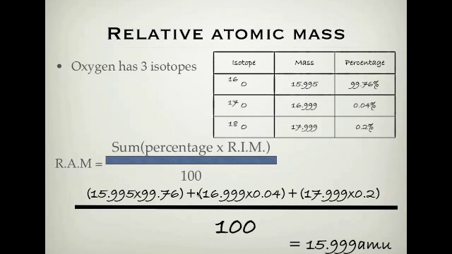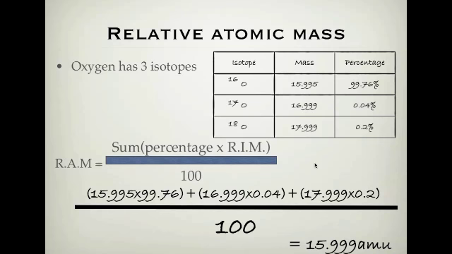So we put it into our formula anyway. We get the mass times the percentage, add the mass times the percentage, add the mass times the percentage. Then we divide it through by 100. This gives us a relative atomic mass of 15.999, because we've taken into account all of these percentages and all of these masses. Relative atomic mass equals the sum of the percentage times the relative isotopic mass.